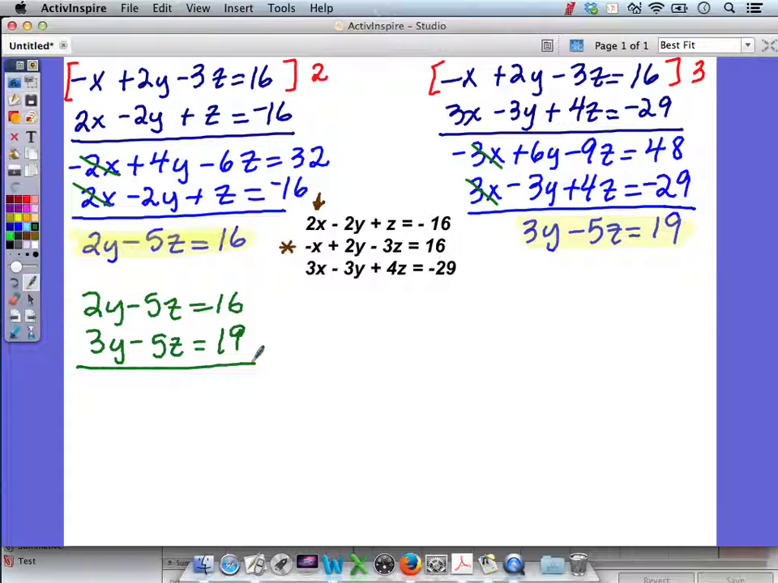That's my goal. Every time you pair up, you want to eliminate. So now what I can see that's easiest to eliminate is this 5z right here. So I'm just going to pick this top one up here and multiply it by negative 1. When I multiply it by negative 1, I end up with negative 2y.